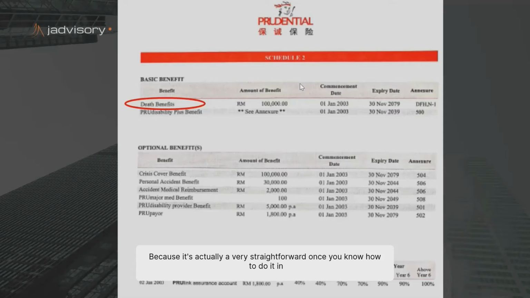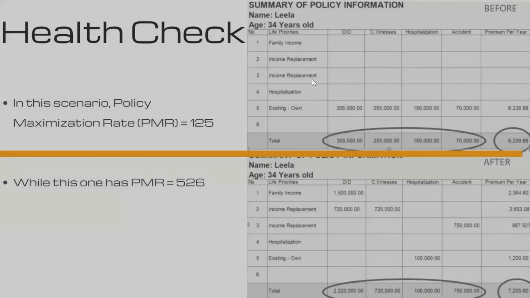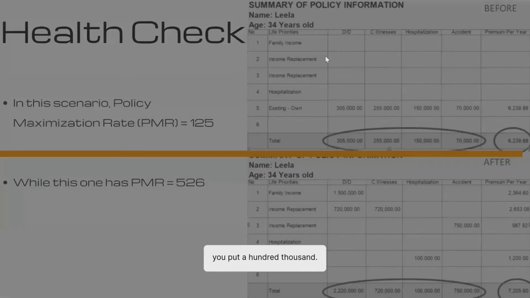Once you know how to do it already, the next time you can help your friend to do it as well. So over here, if it's 100,000, you put this 100,000 under the DD column. Remember just now I was talking to you about DD? Yeah, this DD column here. All right, you put there 100,000.